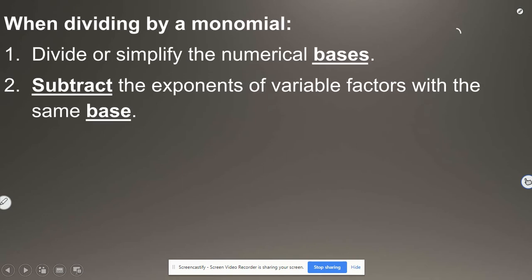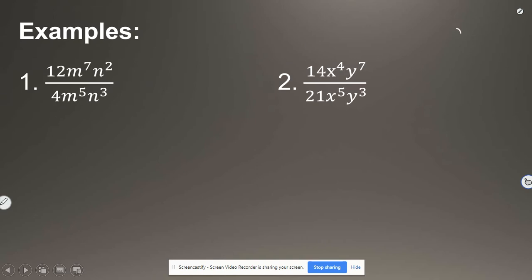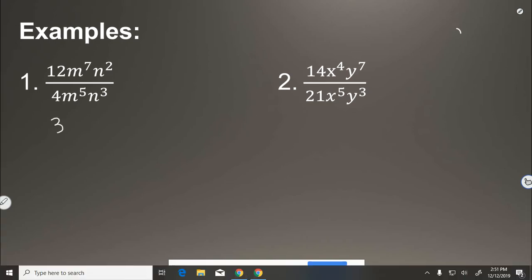So now when you're dividing by a monomial, you're going to divide or simplify the numerical bases, and then you're going to subtract the exponents of variable factors with the same base. So here we have some examples where it's just a monomial divided by a monomial. 12 divided by 4 is 3. M to the 7th over m to the 5th is m squared. N to the 2nd over n to the 3rd is n to the negative 1st.